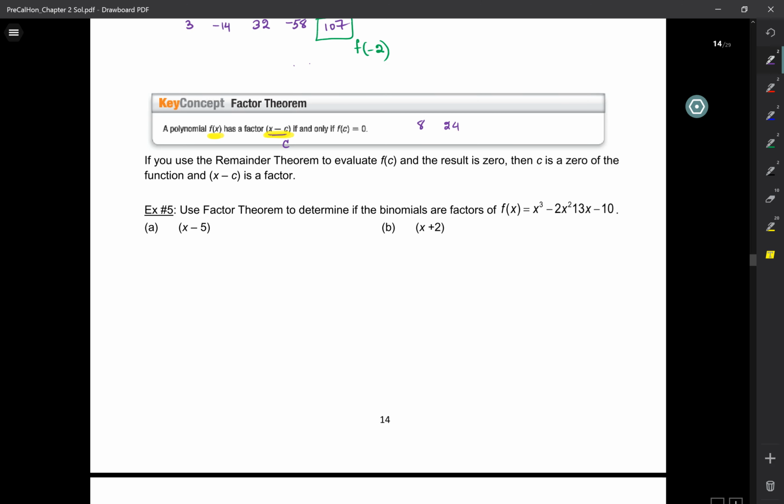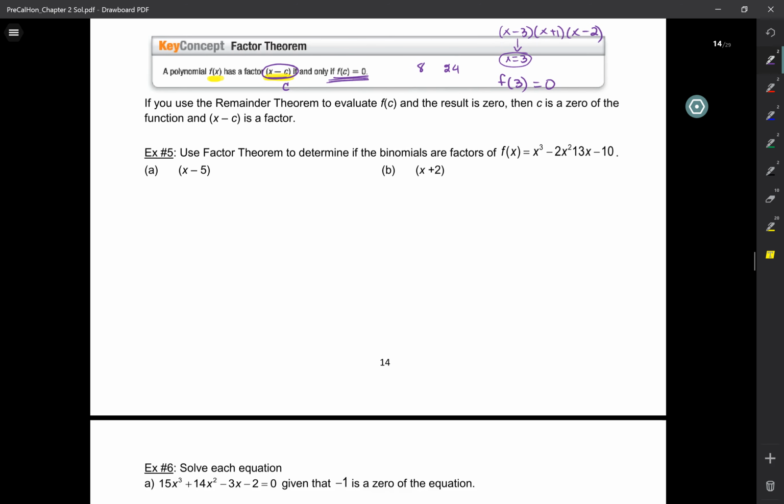So for example, if I have a polynomial and I factor it and I get x minus 3 times x plus 1 times x minus 2, here x equals 3 is a zero. Well, if x equals 3 is a zero, and I plug that zero into my f, then I need to get 0. So that's what this says. A polynomial has a factor of x minus c if and only if f of c is 0. What does that mean? If you use the remainder theorem to evaluate f of c and the result is 0, then c is a zero and x minus c is a factor.